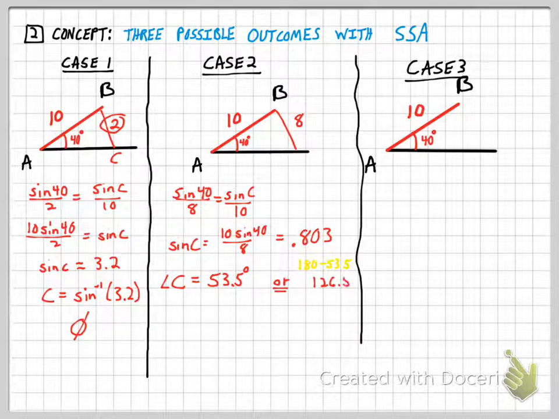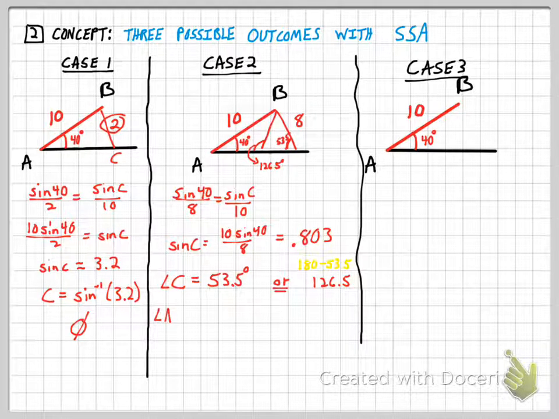If I go back up to my picture, you can imagine that length 8 swinging, and it could create an angle C that's acute, which is the one that's 53.5. I'll write that in here. Or it could also create an obtuse angle, which is 126.5. From this point on, I have two different triangles, and I want to solve them both, so I still have some work to do.